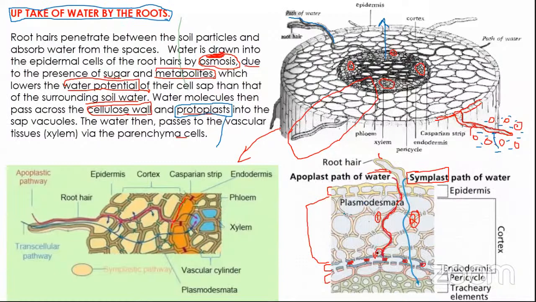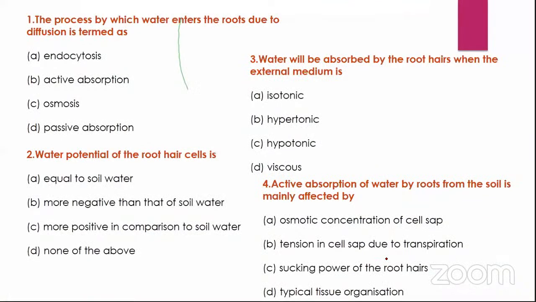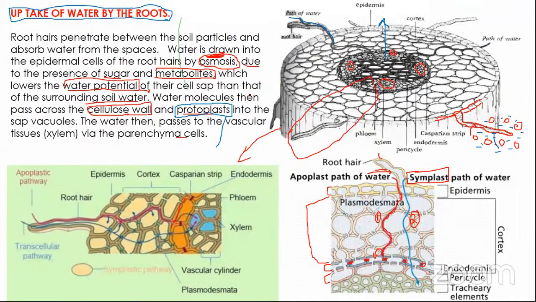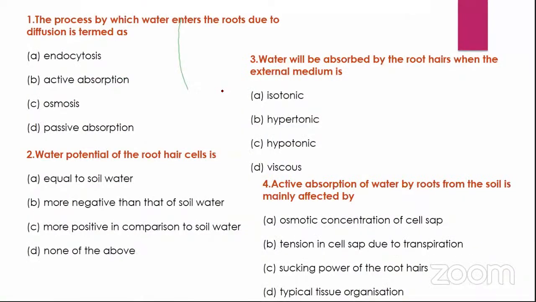There are very many reasons as to why the water is blocked via the Casparian pathway. Okay, and there are some questions. I don't know whether you guys have understood, so let's try to answer some of these questions. Question 1 says that the process by which water enters the roots due to diffusion is termed as the process. You can raise your hand and tell us the answer.